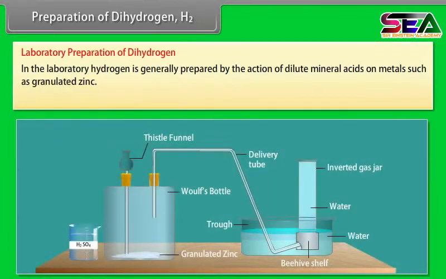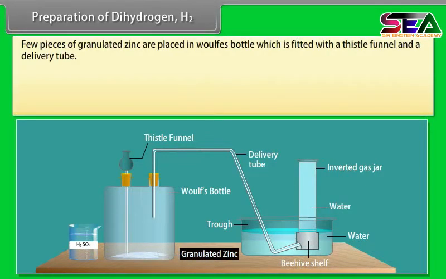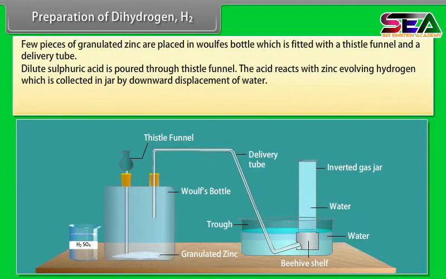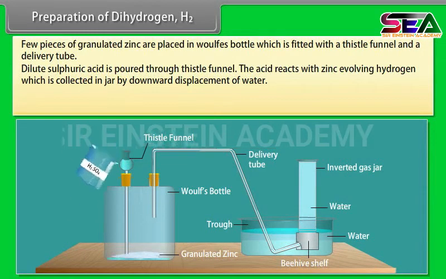Preparation of dihydrogen, H2. Laboratory preparation of dihydrogen. In the laboratory, hydrogen is generally prepared by the action of dilute mineral acids on metals such as granulated zinc. Few pieces of granulated zinc are placed in a vulcanized bottle which is fitted with a thistle funnel and a delivery tube. Dilute sulfuric acid is poured through the thistle funnel.